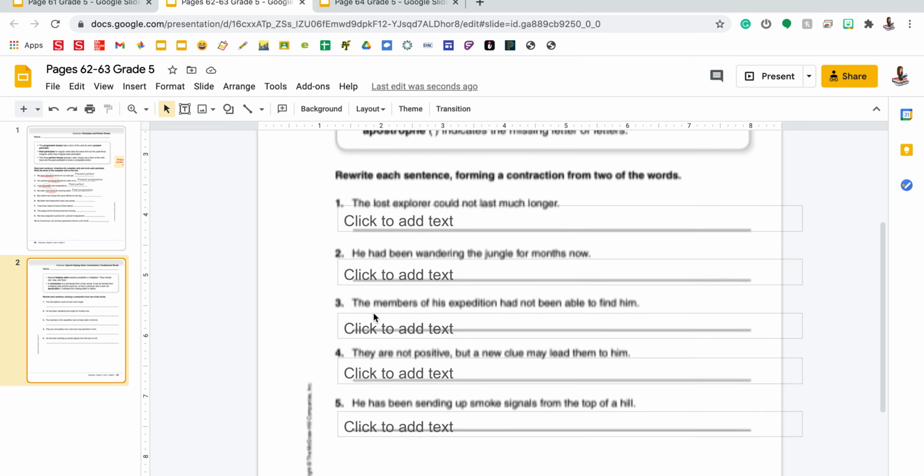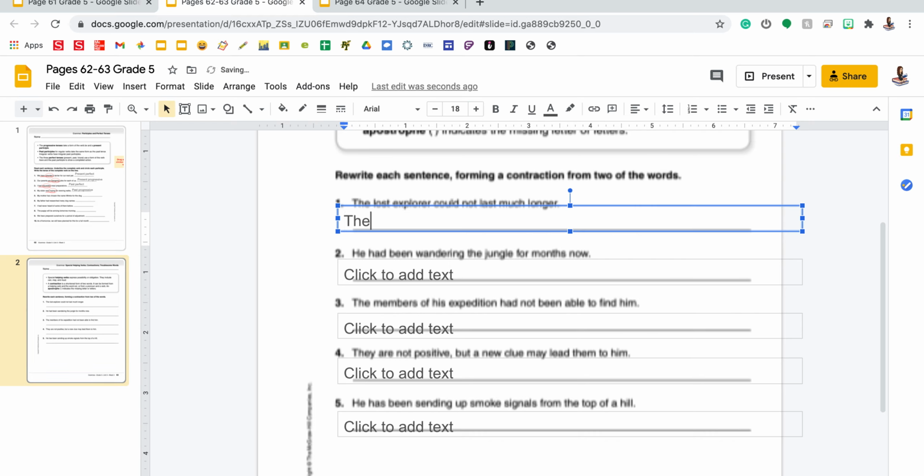On this page, you're going to rewrite each sentence, forming a contraction from two of the words. Number one says, the lost explorer could not last much longer. So I need to decide in this sentence what could be a contraction. I see the two words could not, and I can make that into the contraction couldn't. So for number one, I'm going to type the lost explorer couldn't last much longer. You will do the same thing for 2 through 5.